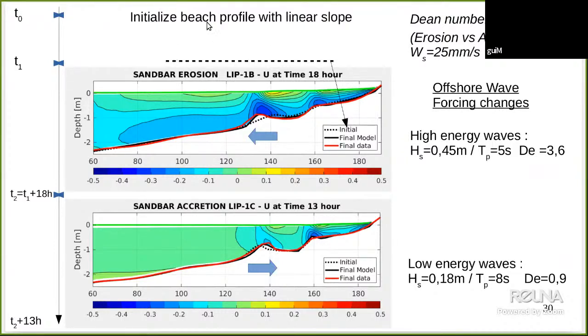So at T0, we initialize with a beach profile with linear slope. Next, we have different cases. As I said, it was 1B and 1C, but at the beginning, we are using the 1B. In dotted line, we have the initialization here. In solid black line, we have the result from CROCO. And in red, we have the data.